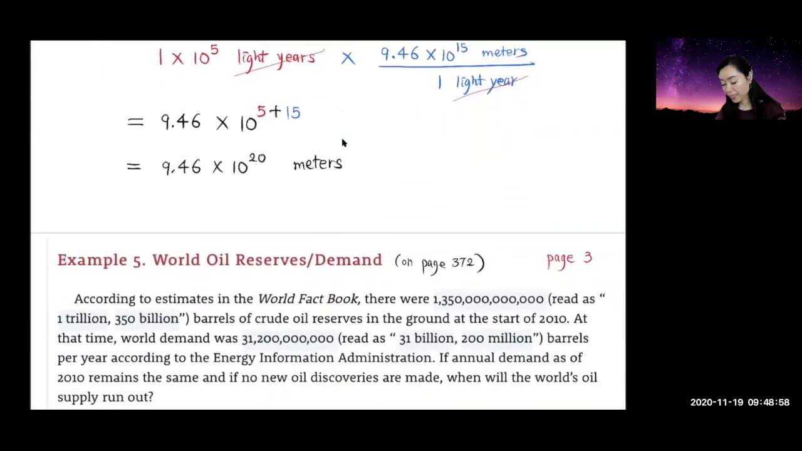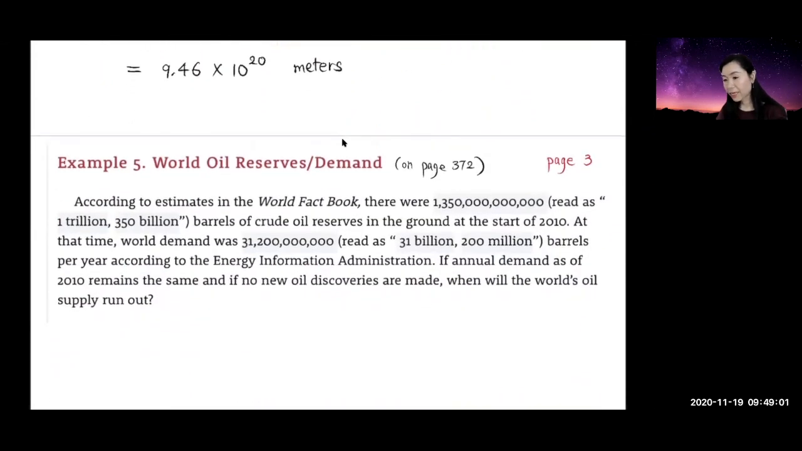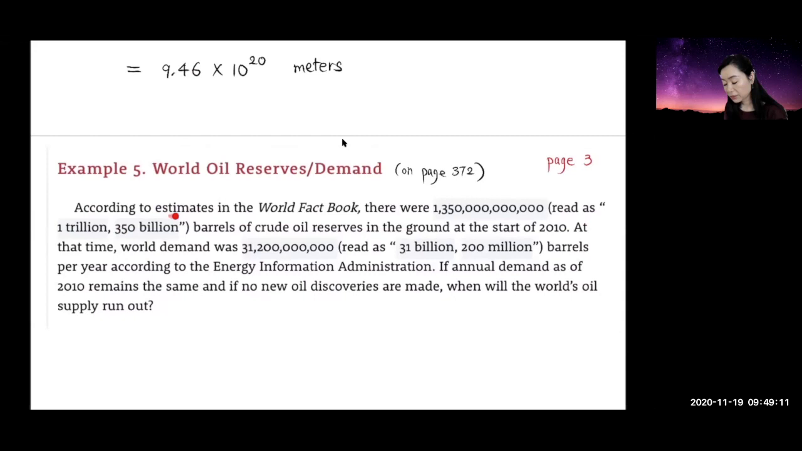Example 5. Let's talk about the world oil reserve. According to estimates in the World Factbook, there were, how do you read this number? Thousand, million, billion, trillion. This is trillion. So 1,350 billion barrels of crude oil reserve in the ground at the start of 2010. So it's about 10 years ago.